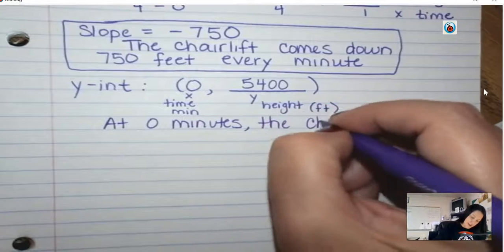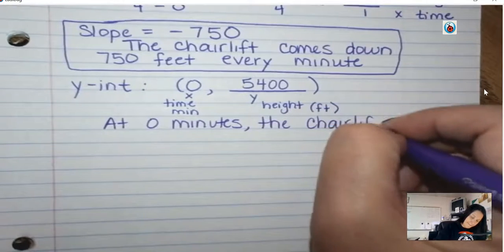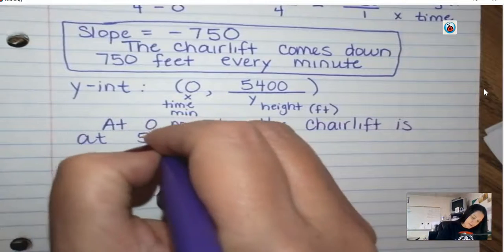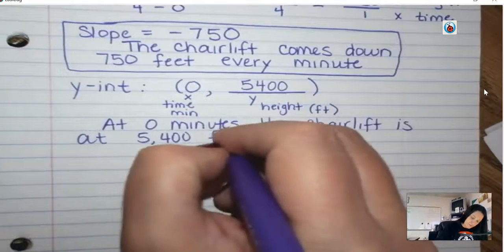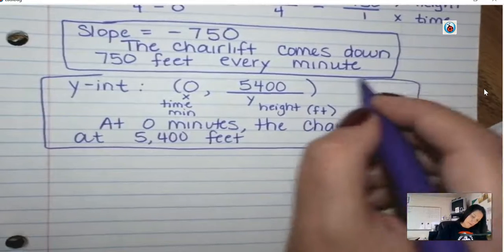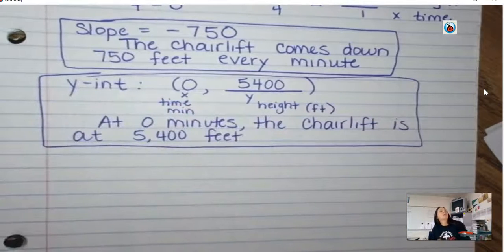the chairlift is at 5,400 feet. So before the chairlift comes down the mountain, it's at the very top of the mountain, and that mountain is 5,400 feet tall.